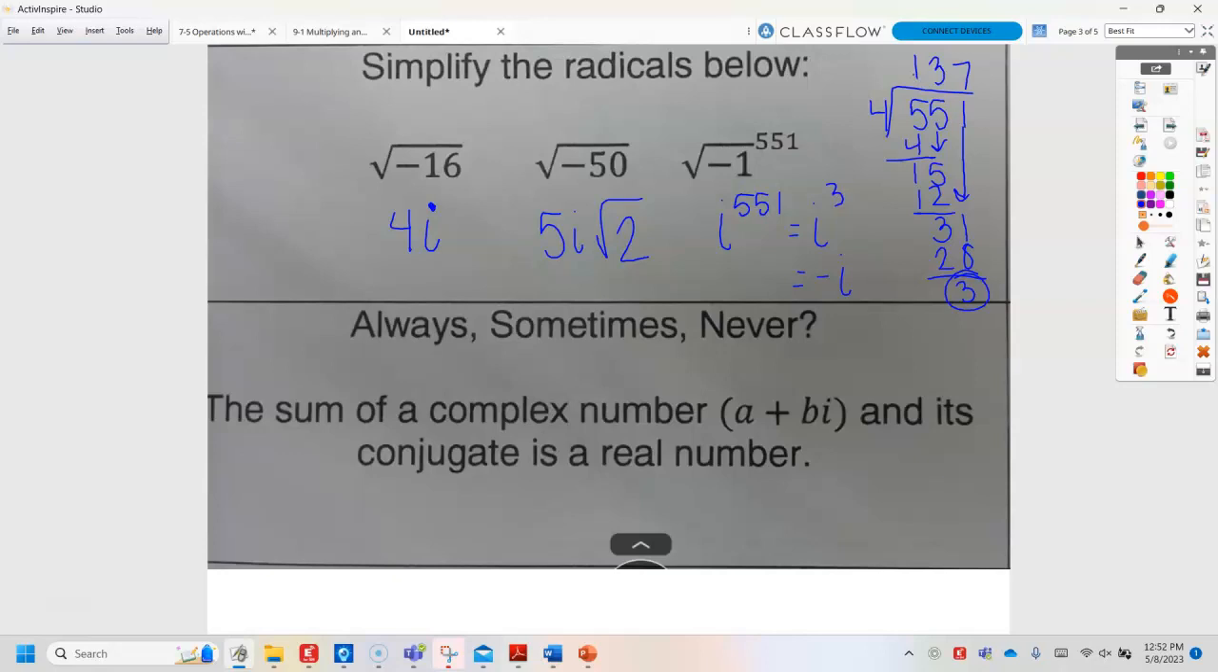The sum of a complex number, a plus bi, and its conjugate is a real number. So remember, the conjugate means that it is its opposite imaginary. So if you add a plus bi to a minus bi, the plus and minus bi's will cancel. A plus a would give you 2a. A is the real, bi is the imaginary. So that will always be a real number.